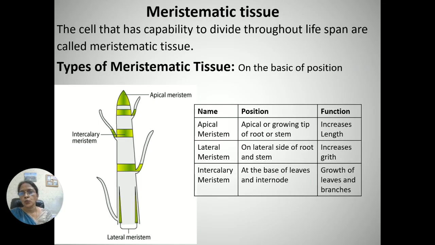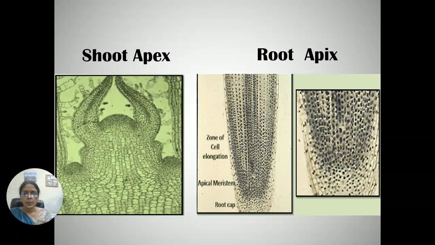First, the meristematic tissue. Meristematic tissues are groups of cells which have the capacity to divide throughout the lifespan, and therefore meristematic tissues are always found at the growing tip of the plant parts. Types of meristematic tissue. Meristematic tissues are divided on different bases. Here we will discuss only on the basis of their position. On the basis of their position, meristematic tissues are divided into three types.